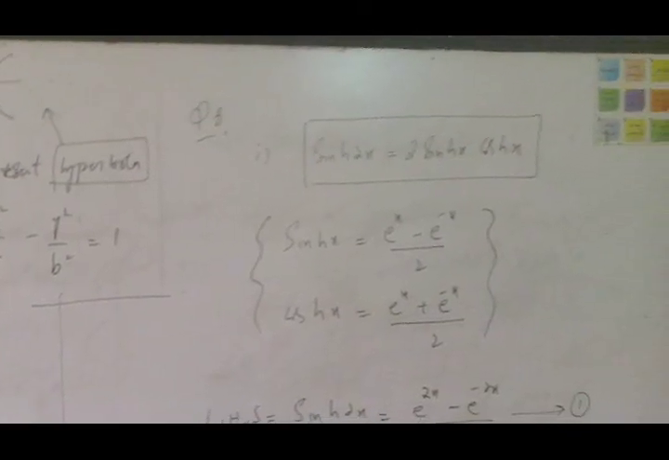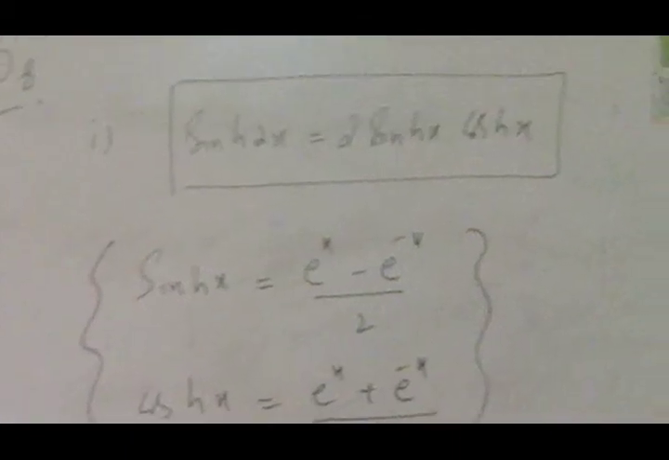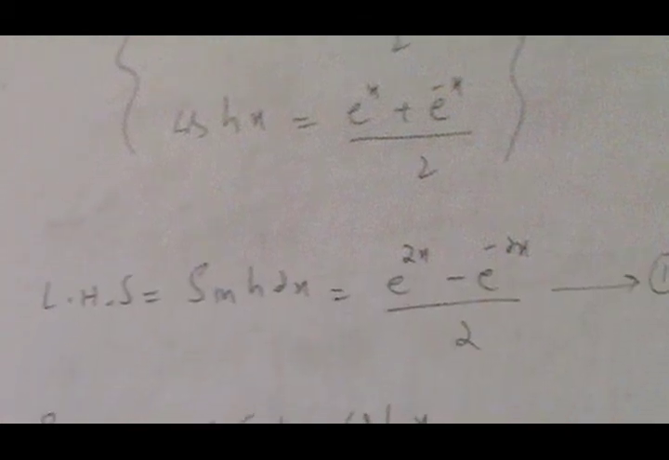Now in the next question we use values of hyperbolic functions. We have an equation sine hyperbolic 2x is equal to 2 sine hyperbolic x cos hyperbolic x, where the value of sine hyperbolic x is e raised to power x minus e raised to power minus x over 2, and cos hyperbolic x is e raised to power x plus e raised to power minus x over 2.